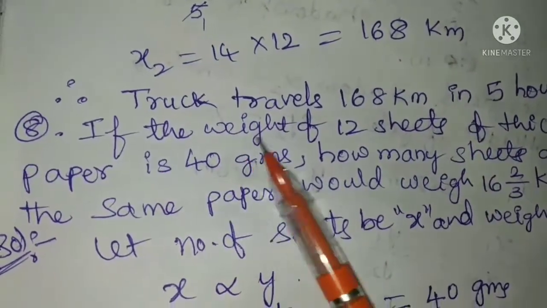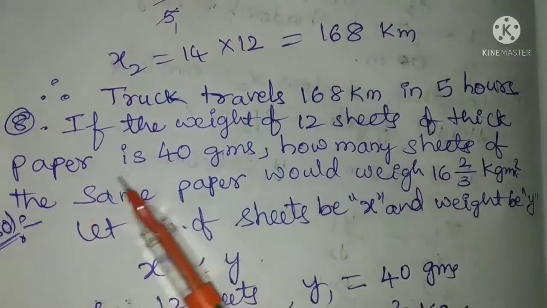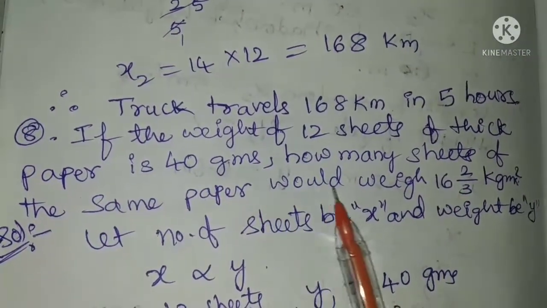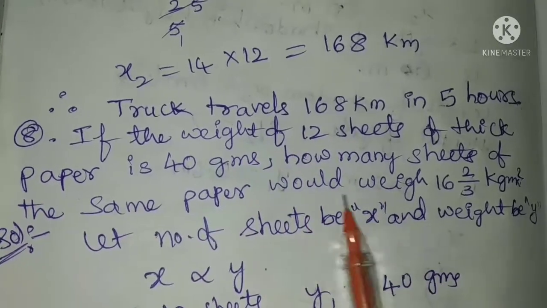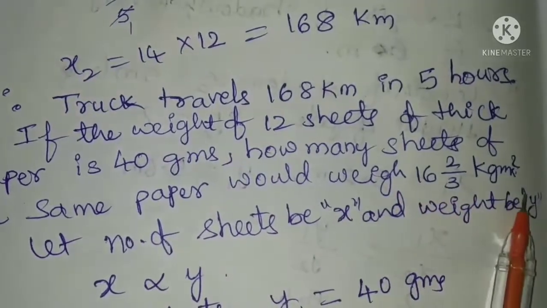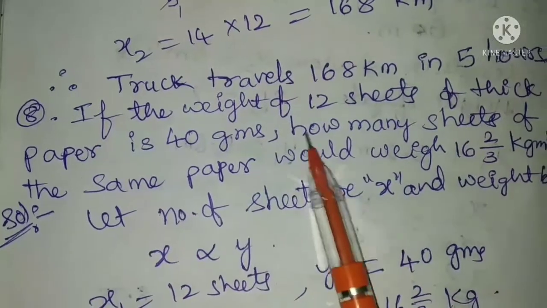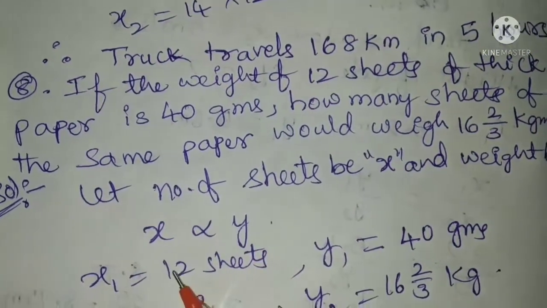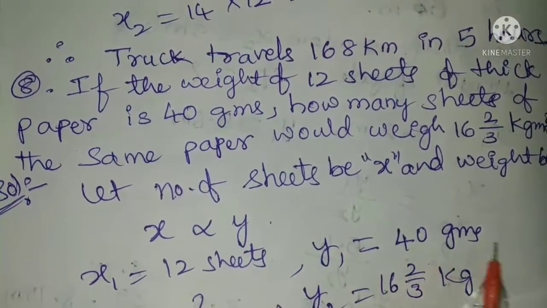8th question. If the weight of 12 sheets of thick paper is 40 grams, how many sheets of the same paper would weigh 16 2 by 3 kilograms? Let the number of sheets be x and weight be y. x is directly proportional to y. x1 is 12 sheets, y1 is 40 grams.